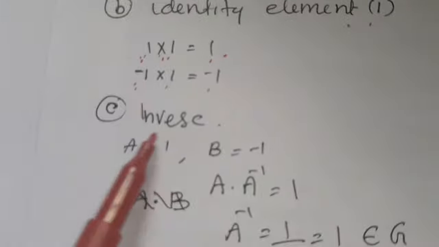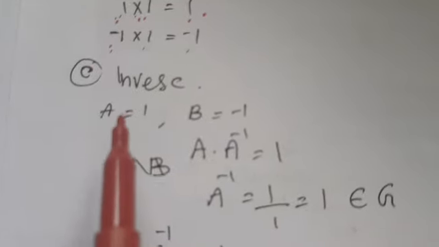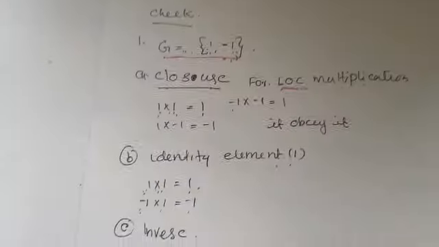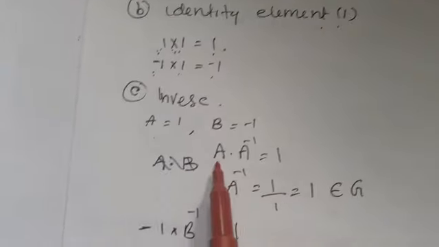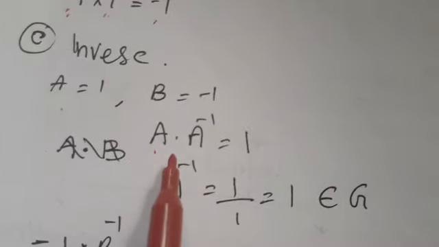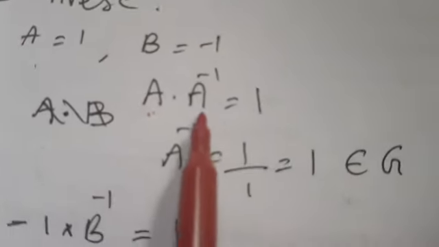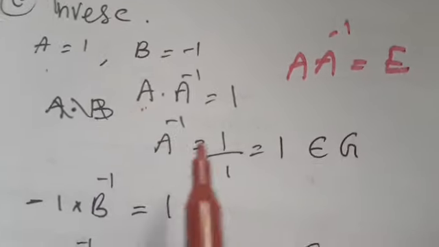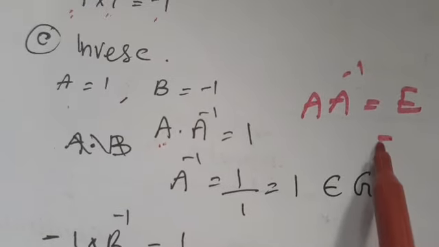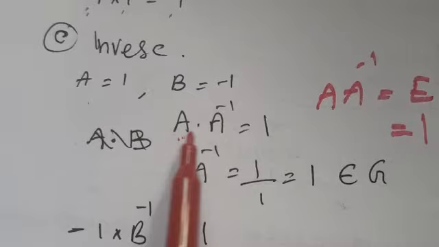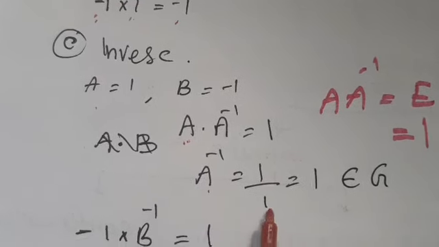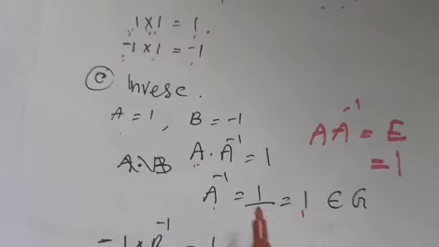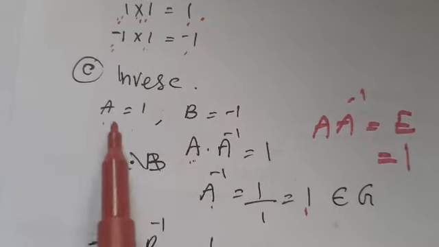So next one is inverse property. Let us check. Take 1 as A and minus 1 as B. So A into A inverse should exist in this group. A into A inverse should be an identity element. In the case of multiplication, the identity element is 1. So A into A inverse is equal to 1. So A inverse is equal to 1 by 1. So 1 is a member of this group. So the inverse exists in this group.